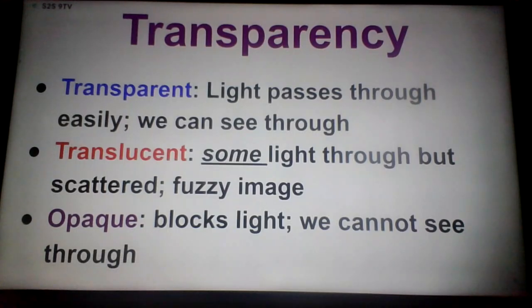We get the sunlight coming down, hitting our bodies or hitting something that's in the way of the light, and we get a shadow on the ground or on the walls. Those are called opaque.